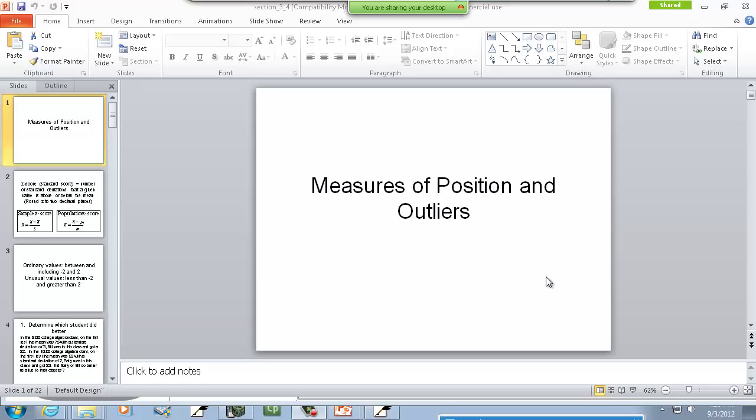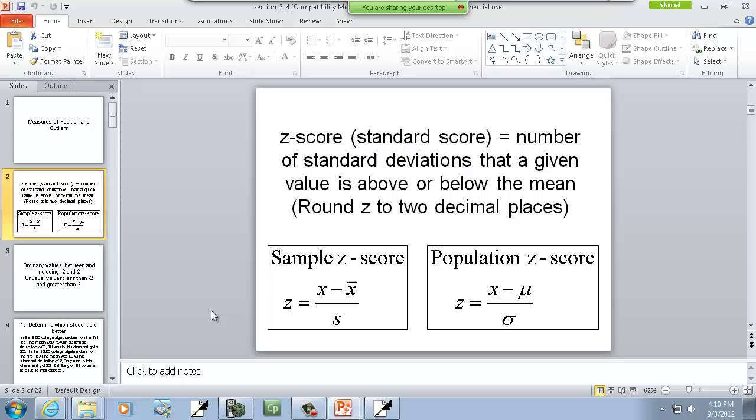Okay, this is measures of position and outliers. First thing we'll talk about is a z-score, sometimes called a standard score. This is the number of standard deviations a given value is above or below the mean. And I put in a round z to two decimal places. And it's given by the formulas. It's the same formula whether you're talking about sample or population.